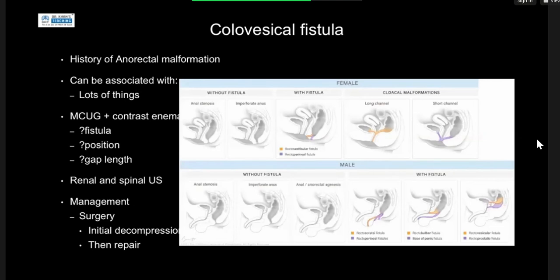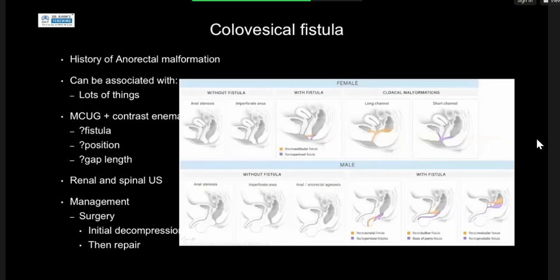And as I said, the surgeons will diagnose the anorectal malformation clinically, or the neonatal team will diagnose it clinically, and then they will defunction them. And before they do the repair, in the UK at least, they'll have a micturating cystourethrogram and a contrast enema of that distal portion at the same time.